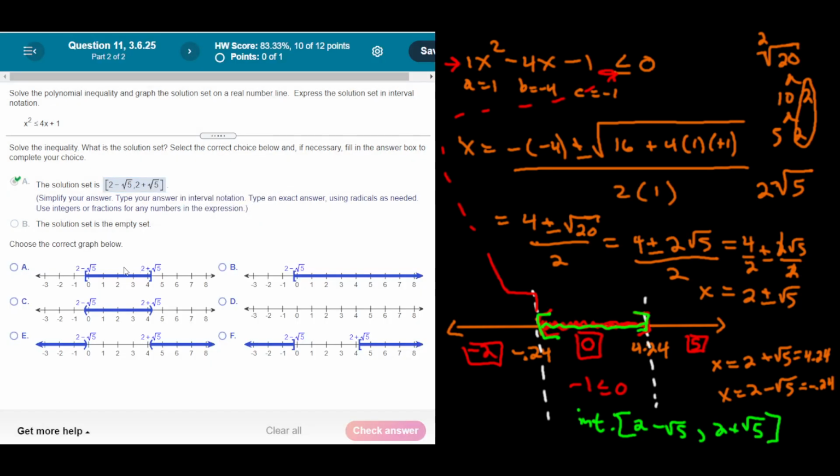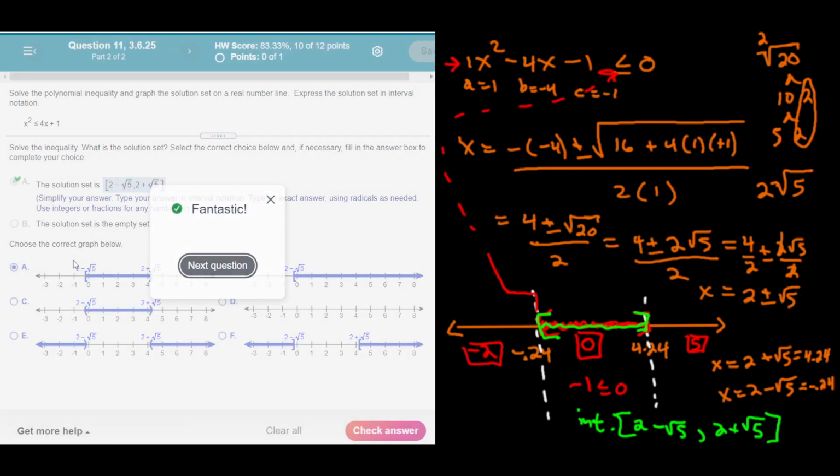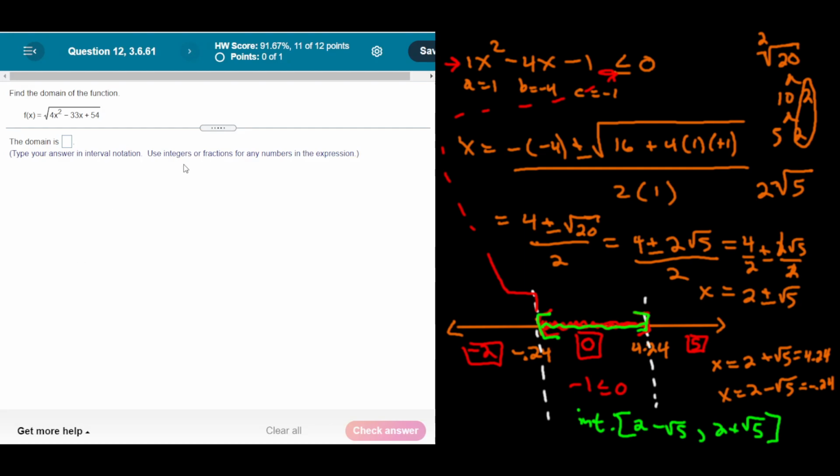Excelente. Okay, and look how nice they were. 2 minus radical. Yeah, that's it. With the 2 brackets. Got it. Fantastic. Looks like we have one question left.